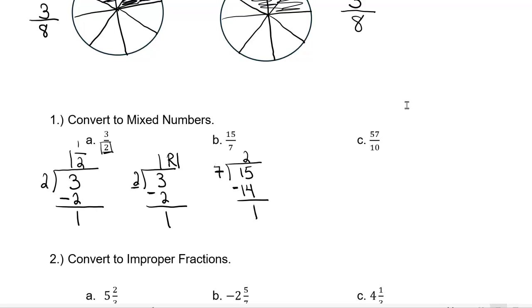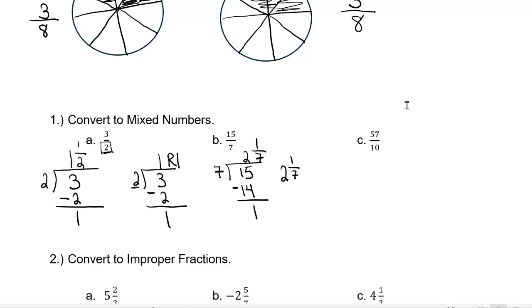So instead of doing R1, we write, well, I have one piece of another pie that's cut into 7 pieces, right? So my mixed number is 2 whole pies with 1/7 of another pie included. And that is your final answer. So go ahead and pause the video and try C, and then go ahead and watch and see how I finish it out.